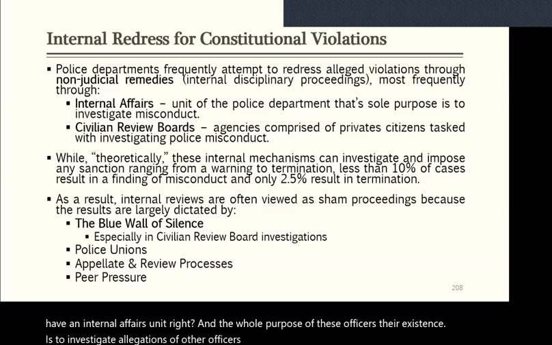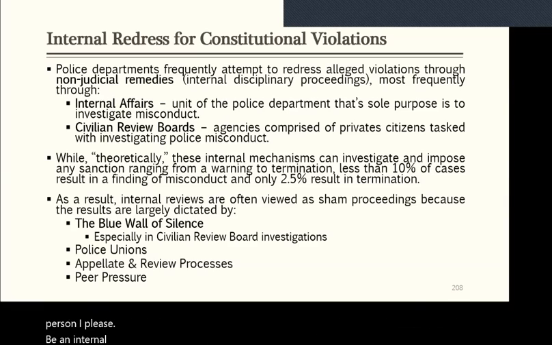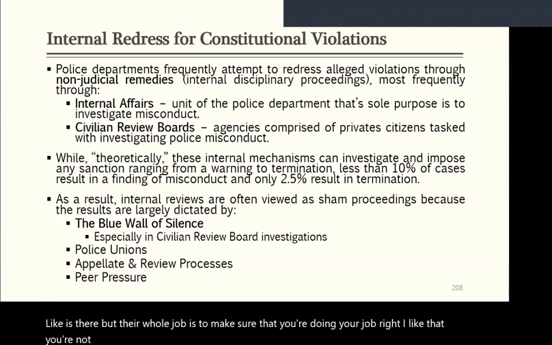If you want to be a really hated person by police, be an internal affairs officer. There's a wall of silence. They are hated, right? But their whole job is to make sure that you're doing your job right, that you're not violating the law or engaging in misconduct. Most of the time they're not going to find anything, even if there is something. But if they do, it's going to be big, right?